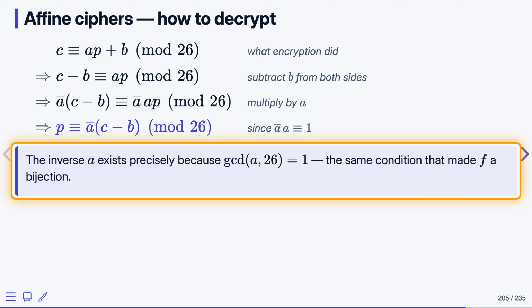And notice why the inverse exists at all. Because the greatest common divisor of a and 26 is 1. That is the very same condition that made f a bijection. The two facts are really one fact.